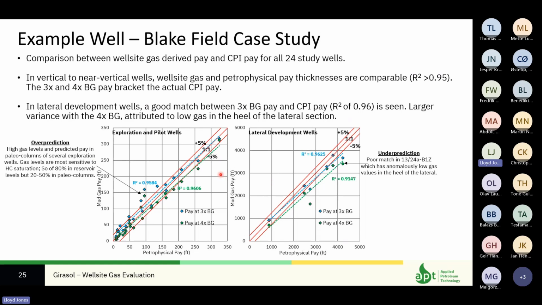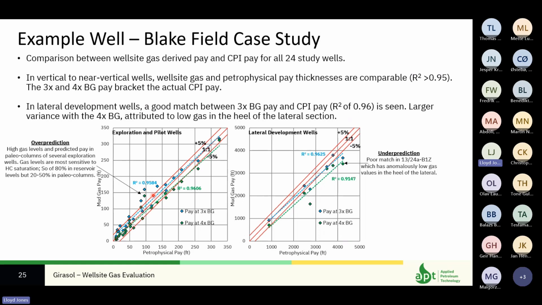So in several of the wells, the mud gas data is over predicting pay, and that's what you see just here. And this is where the Blake field has several zones of paleo or residual columns below the reported oil water contact. And given that gas levels are most sensitive to hydrocarbon saturation, there's a mismatch between the petrophysical workflow and the mud gas predicted pay here.